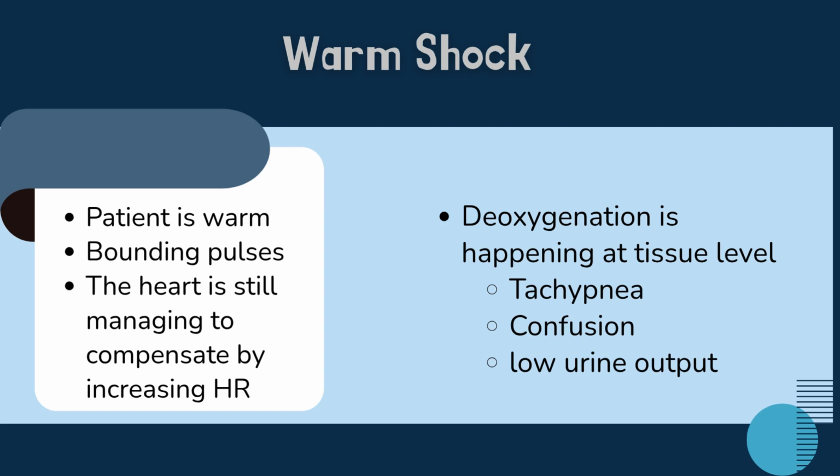They're also confused because their brain's not getting enough oxygenation. And they're making little urine because the body is not sending oxygenation to vital organs such as kidneys. So these are all signs of hypoxia and poor perfusion that we have to pay attention to. If you don't act quickly, the heart eventually can't keep up. It can't maintain cardiac output by just increasing heart rate because the stroke volume is reducing.